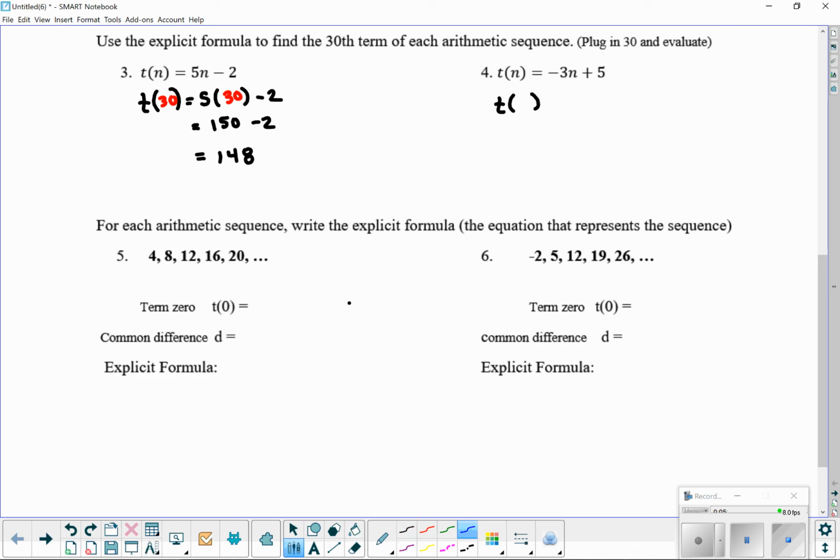Next one, T of n, and again, we want to find the 30th term. So we're going to use 30 in place of the n. So this is going to be T of 30 equals negative 3 times 30 plus 5. Instead of n, I'm going to write down 30. Use your calculator if you need help. Negative 3 times 30 is negative 90, plus 5. That's going to get you negative 85.